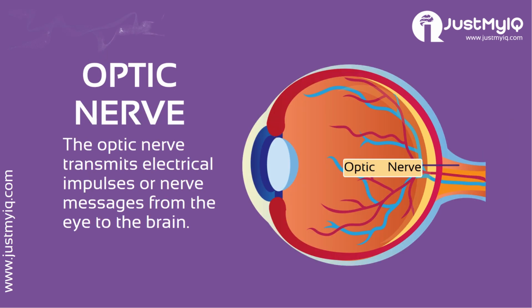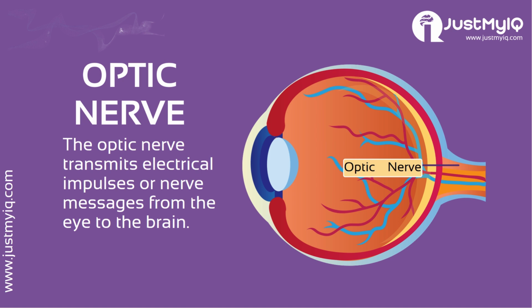Next is optic nerve, the eye's cable. All the electrical signals from the retina travel through the optic nerve to the brain. The optic nerve is like a thick cable made of over 1 million nerve fibers. It connects the eye to the brain's visual center.